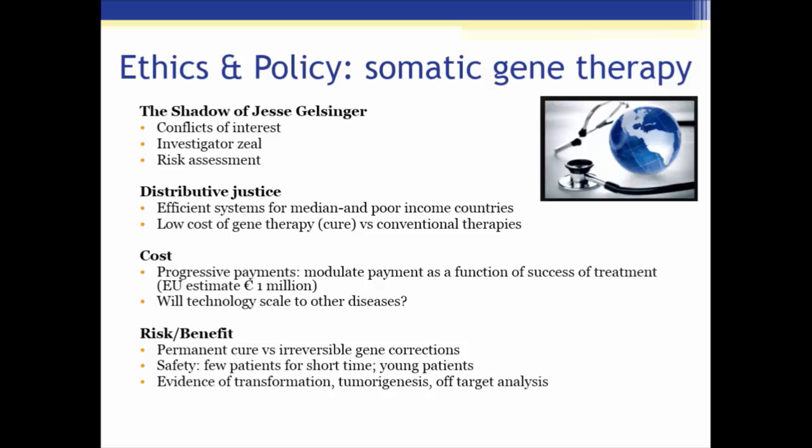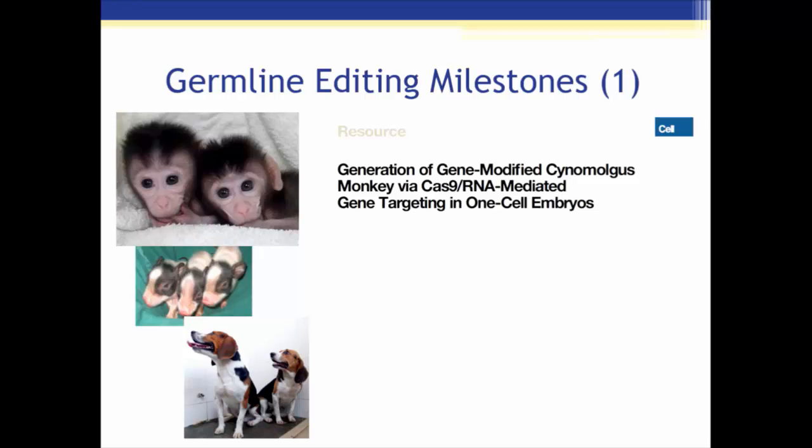We need to have systems and assays in place to show that there is low evidence of transformation, tumorigenesis, and of course off-target analysis. So all of these will get factored into risk and benefit solutions and recommendations from federal and probably local agencies too. So let's switch gears a little bit to germline editing.